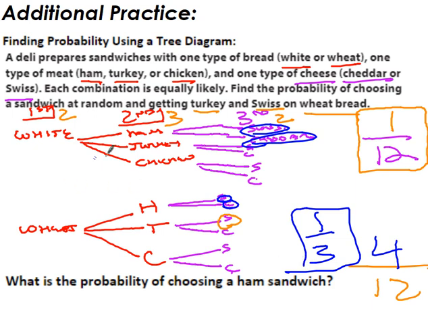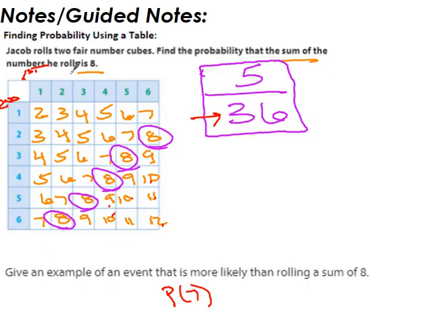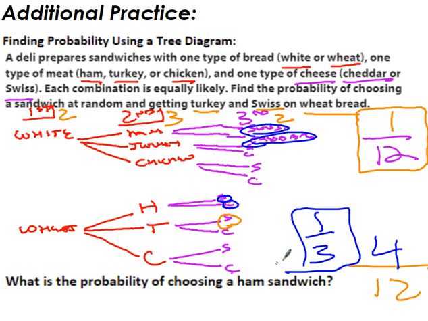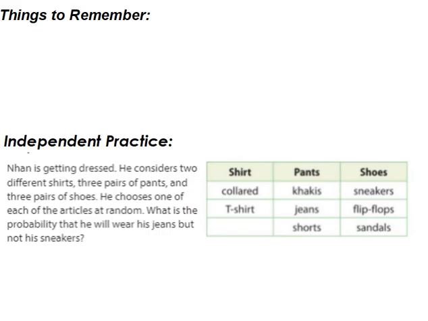So we're listing all of our possible outcomes by doing a tree diagram. And then we use that tree diagram to figure out the probability and how many total possible outcomes there are. That's it.